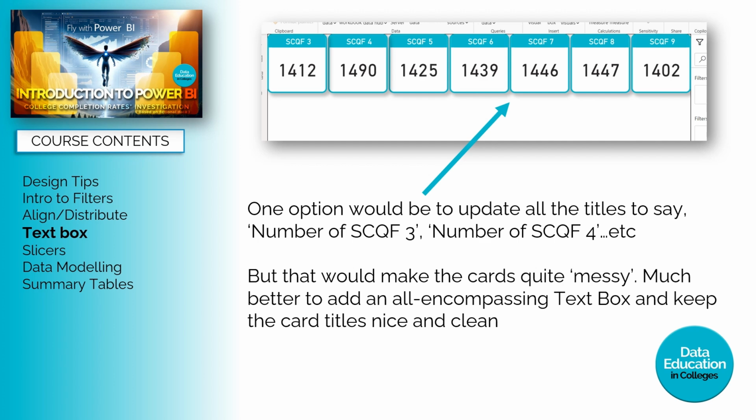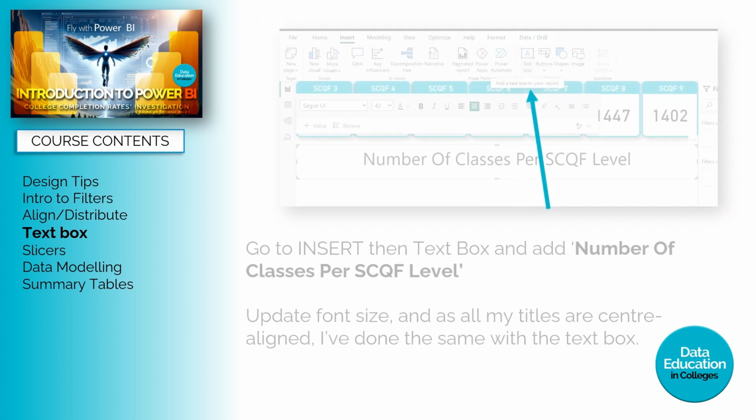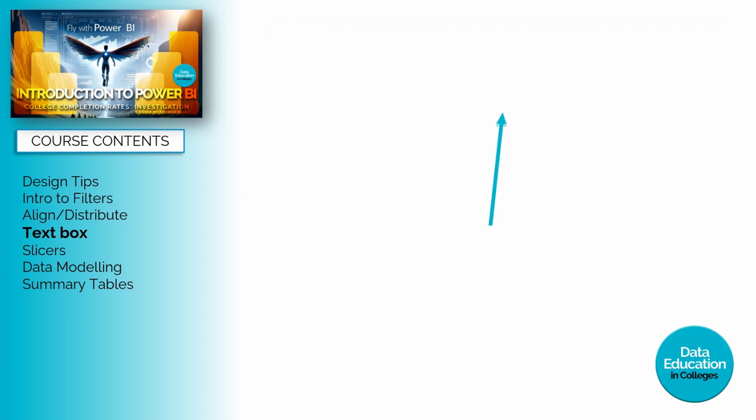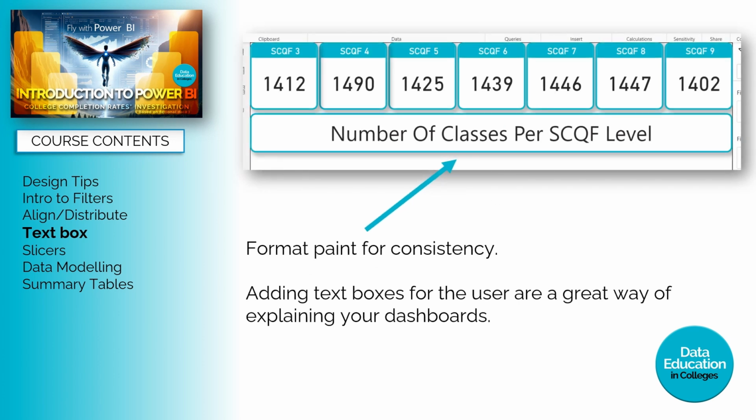So if you go up to the ribbon and find Insert, and insert a text box and drag it right out so it fills the page, add number of classes per SCQF level, update the font size. My titles are center aligned, so I've done the same with the text box. You just match whatever you've got on your titles. Format paint. And text boxes are a great way for the user just to add a wee bit of explanation into your dashboards.